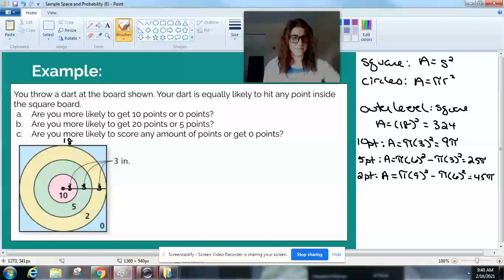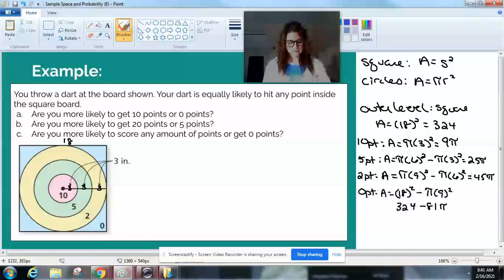And then the last option is 0 points. So that's the square. So 18 squared, which we know what that is, minus the circles. So minus pi times 9 squared. We're going to leave this as 324 minus 81 pi. Okay, so that way when we do this, we'll just leave it in decimal form and subtract from there. So this is all the outside stuff we have to do in order to answer the questions.